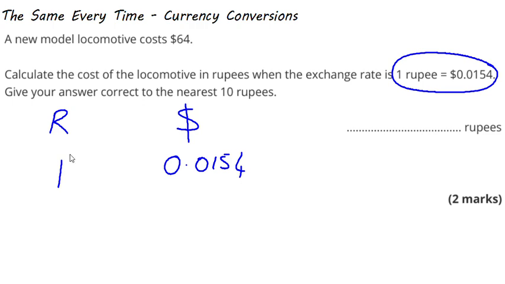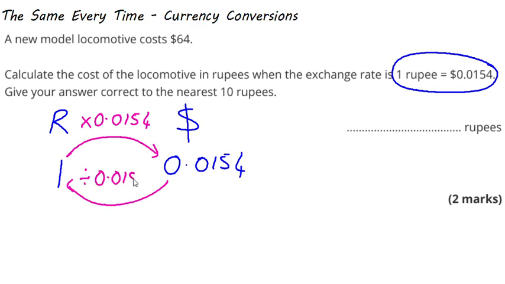So, same every time. I always do this because it clears everything up and I know exactly what I'm doing. To go from rupees to dollars then, I'm going to multiply by 0.0154, and to go the other way, the opposite of multiply, divide by 0.0154. And they're telling me that we have the cost of this locomotive in dollars, so we're going from dollars to rupees. So dollars to rupees, it's this one just here, dividing by 0.0154.